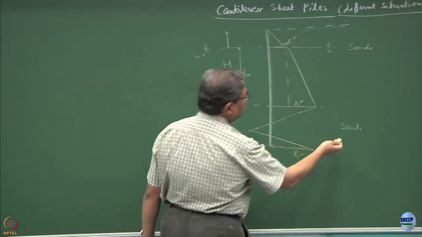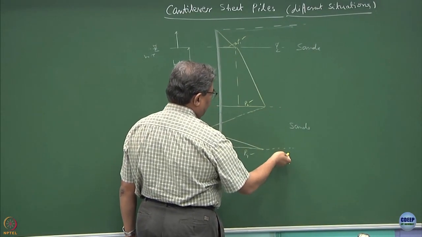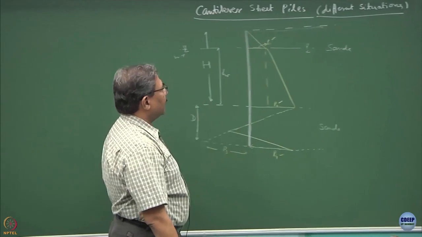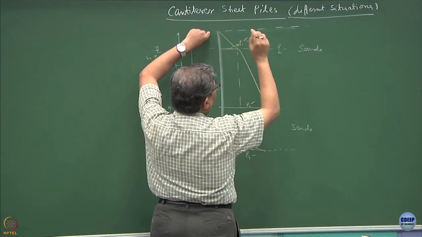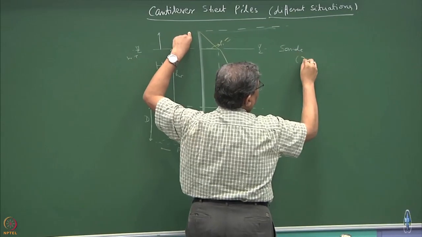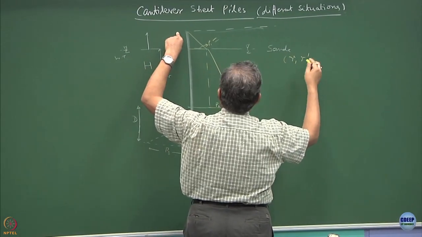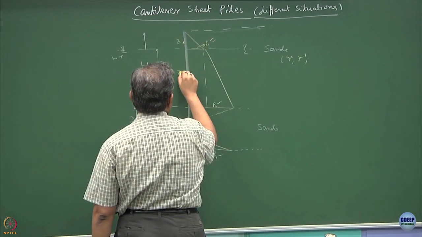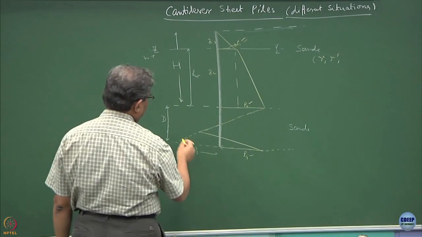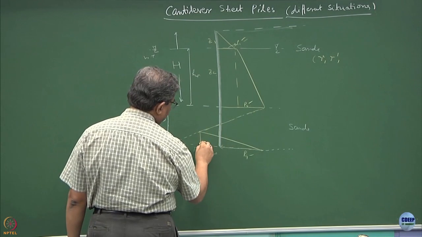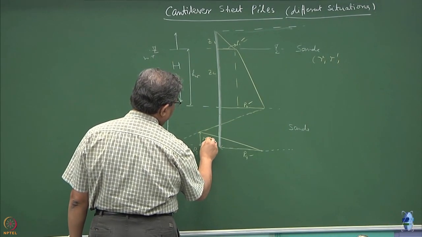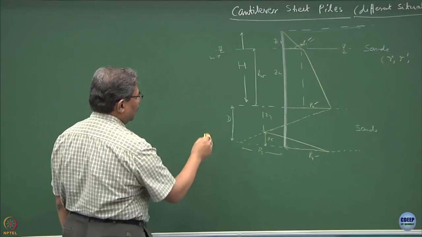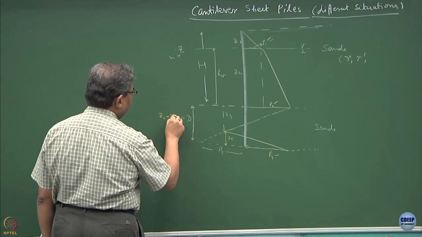So, this is a situation when you have sands as the foundation of the sheet pile, or the embedment, and sands as a backfill material also. So, you can compute P1. If I give you the values like gamma prime, and what else is required? Suppose Z1 is known, Z2 is known, and then I can divide this geometrically in different parts. Let us say it is Z5, this is Z4, and so on. So, D equal to Z4 plus Z5.